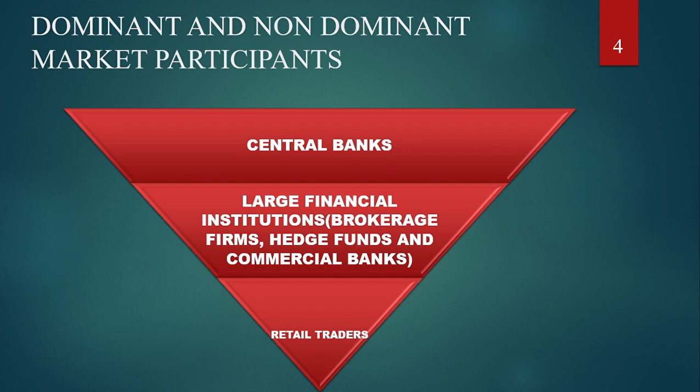In a nutshell, the dominant market participants make up 95% of the market participants, while the remaining 5% are the non-dominant market participants. Those are the retail traders. This is according to research and data from the Bank for International Settlements, the bank for central banks.